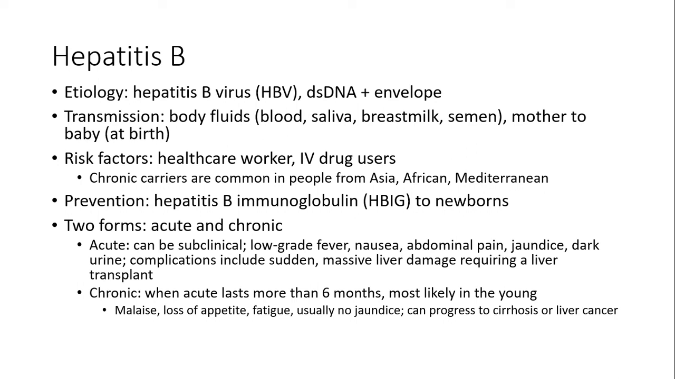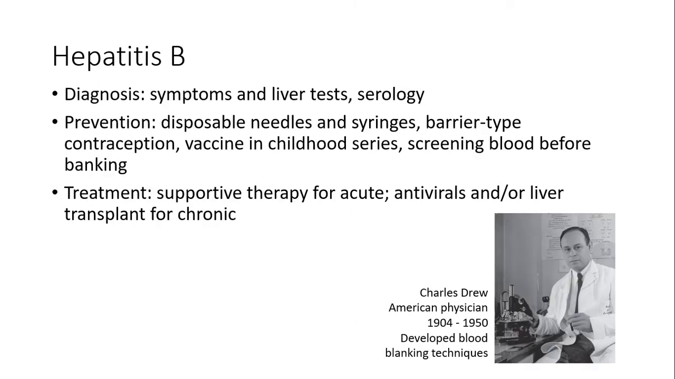For chronic infections, though, this will be when the acute situation, which we just described, lasts more than 6 months, which sounds like a pretty awful situation. This will mostly occur in the young. Those individuals will have malaise, sort of just feeling yucky, a loss of appetite, fatigue, usually no jaundice, but it can progress to cirrhosis or liver cancer.